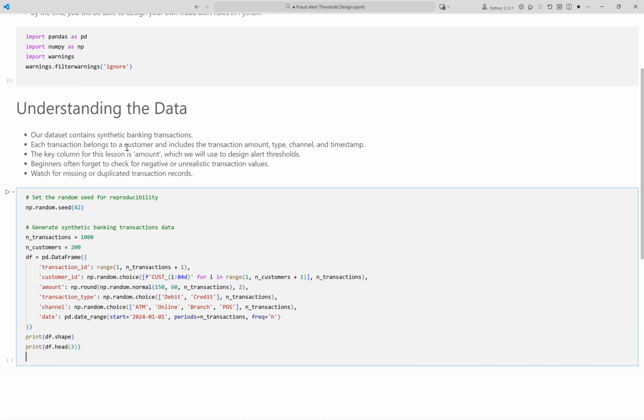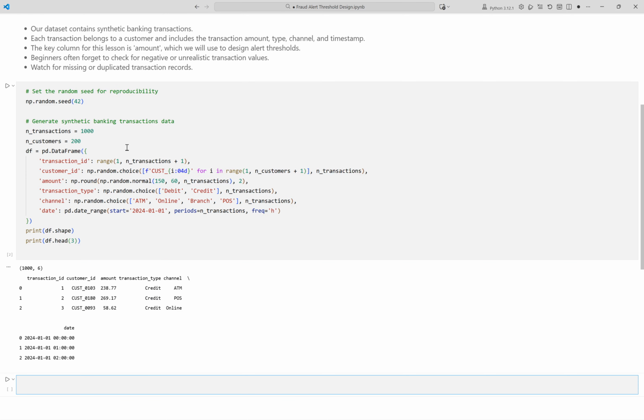Running the cell now. This output confirms our synthetic dataset has 1,000 transactions and 6 columns, including the key amounts and relevant identifiers like transaction_ID and customer_ID. The first few rows show varied amounts, transaction types, and channels, illustrating the diversity of data we will analyze. Noticing the realistic timestamp sequence and no obvious negative or missing values helps ensure we start with clean data for setting alert thresholds. Try increasing or decreasing n_transactions and see how it affects the data. If you want more practice, experiment with a mean and standard deviation when generating amounts.